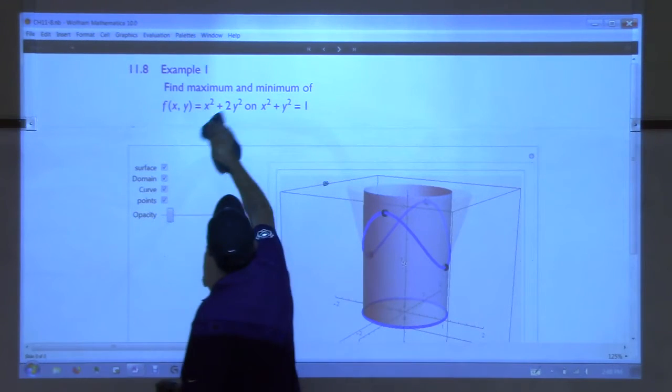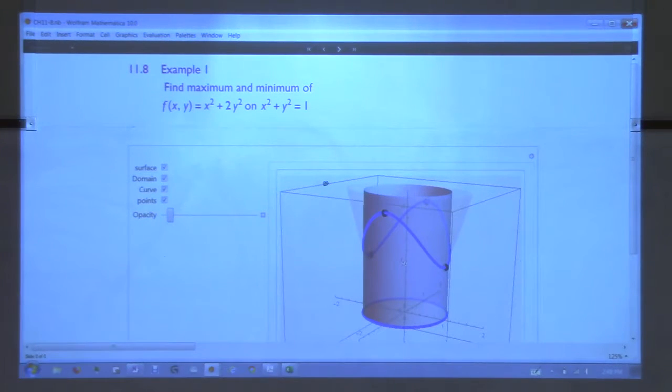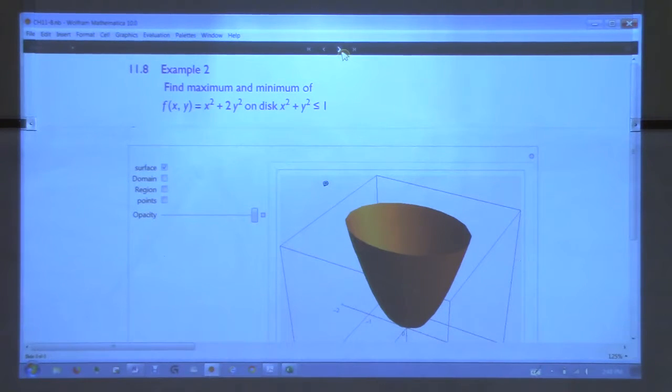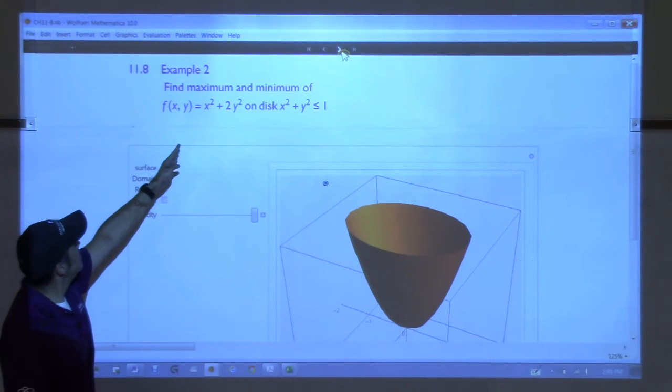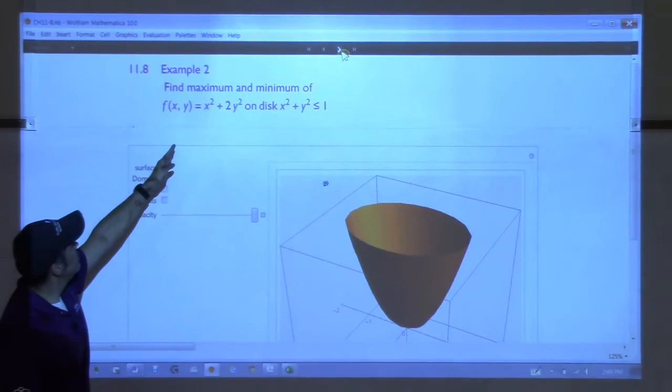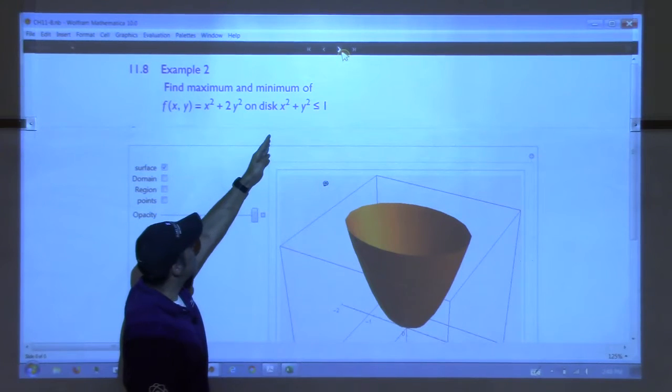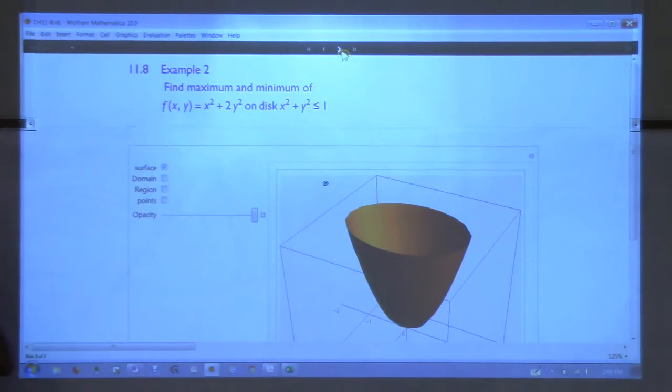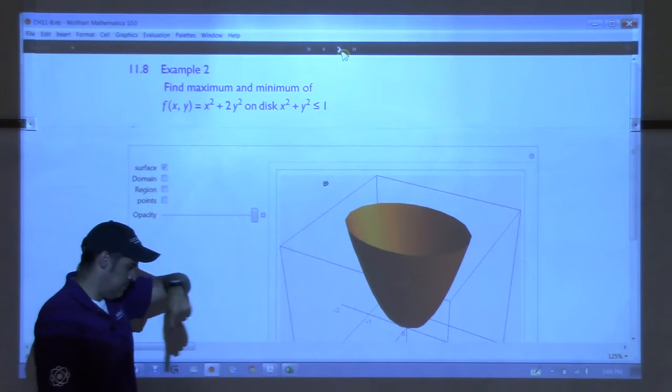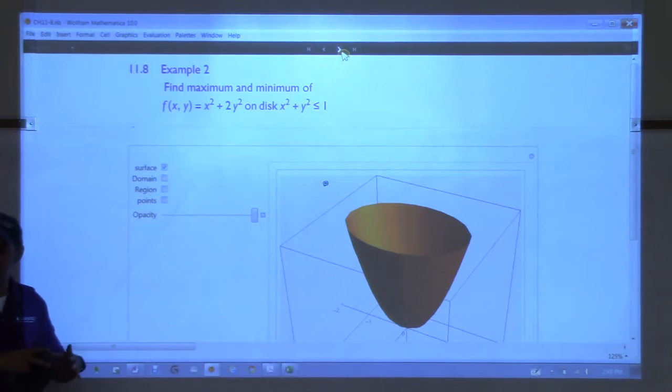All right, so let's look at the next example. Find the maximum and minimum values of the function. Same function, on the disk x squared plus y squared is less than or equal to 1. So what's changed here? It's now a disk instead of a circle. We're not looking at that circle on the ground. We're looking at everything inside.